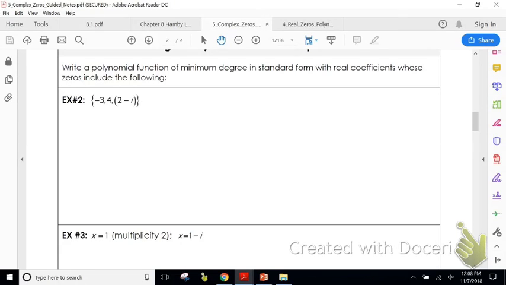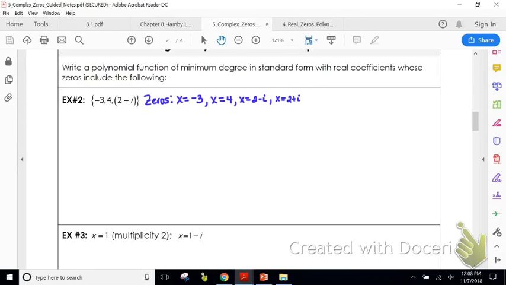So they told me that my zeros are at x equals what? -3, x equals 4, x equals 2 minus i, and we should know there's a fourth one, right? What is my fourth zero? 2 plus i. Right, because imaginary ones come in conjugate pairs. So if 2 minus i is a zero, 2 plus i is going to be a zero as well.